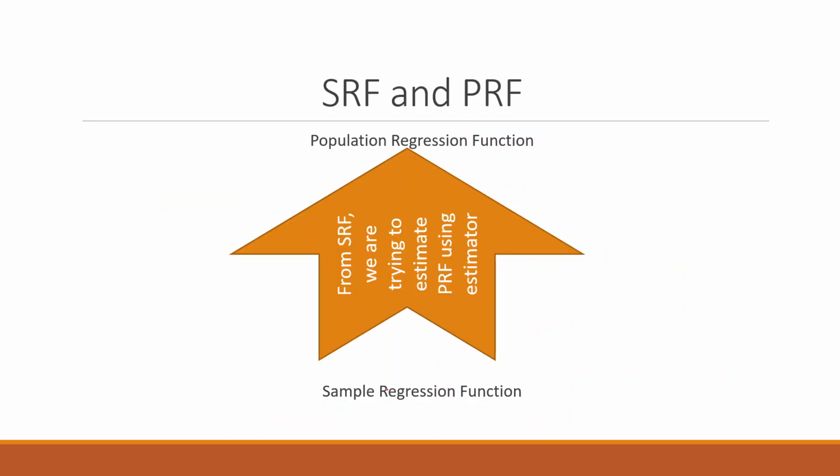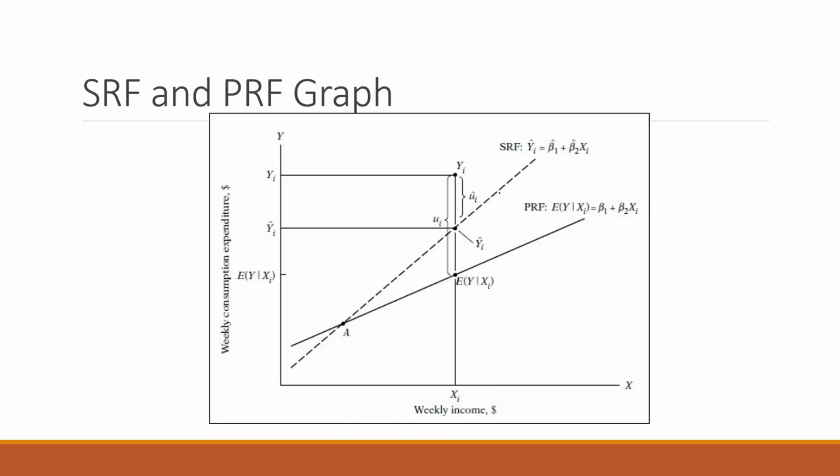So I am trying to estimate the population regression function with the help of the sample regression function. This is the population regression function: expected value of y for the given value of x is beta 1 plus beta 2 xi. Now this you cannot estimate because the population is large, and therefore you try to estimate with the help of the SRF, which is y hat. Please remember, y hat is a sample regression function in which I am now using beta 1 hat plus beta 2 hat xi.